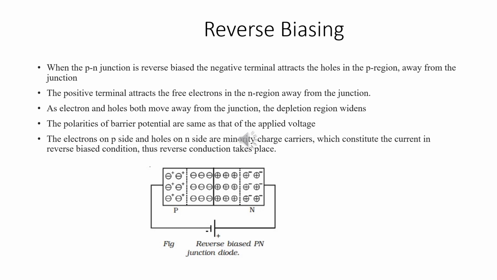As electrons and holes both move away from the junction, the depletion region widens. This creates more positive ions and hence more positive charge in the N region, and more negative ions and hence more negative charge in the P region. This is because the applied voltage helps the barrier potential.